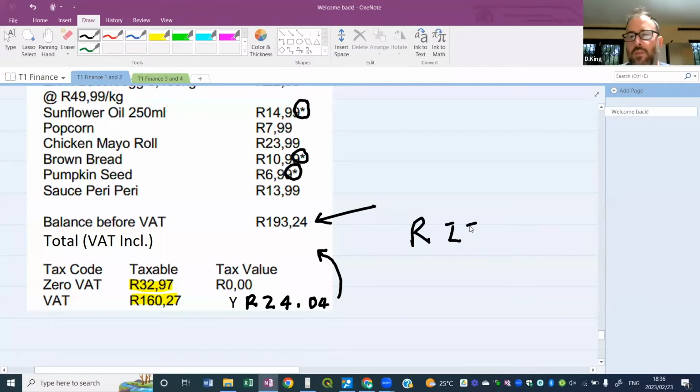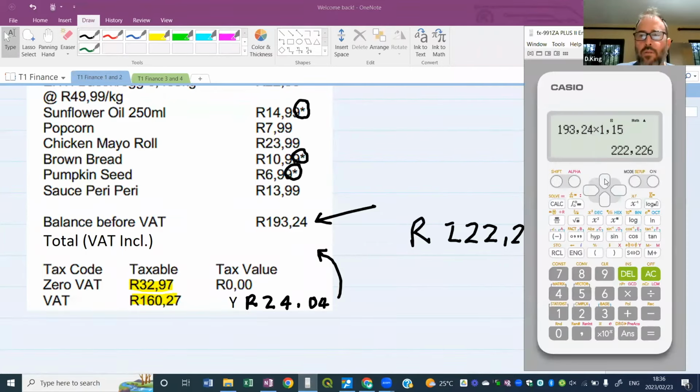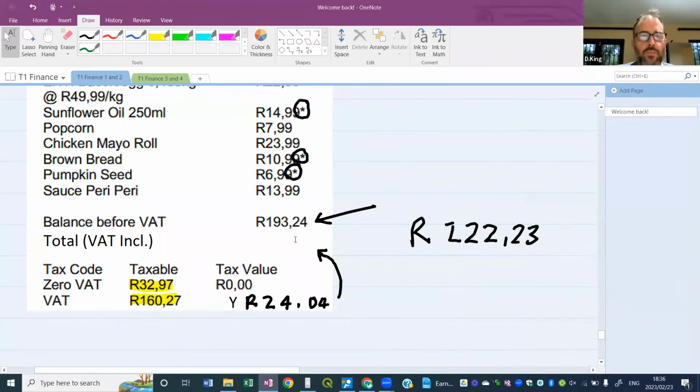Whoa, twos are looking like Z's today. Guys, the struggle is real. 222 Rand, and there we go, that's better. 23 cents. All right. Now, let's go back and find out what the original total was. So the original total was 217.28. I'll put it up here.